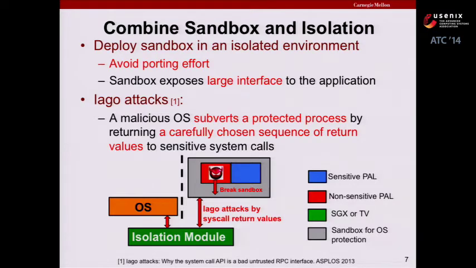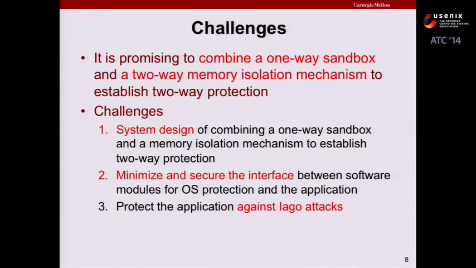And also, recent research work demonstrates that it's possible that a malicious OS can compromise a protected application by returning a carefully chosen sequence of system call return values to the sensitive system calls, which is called Iago attacks. Thus, to establish a two-way sandbox, we also need to protect the application against the Iago attacks. In summary, though it is promising to combine a one-way sandbox and a two-way memory isolation mechanism to establish a two-way protection, it's still very challenging.